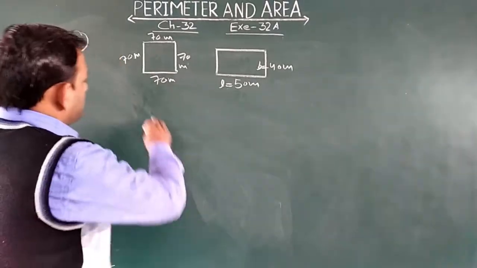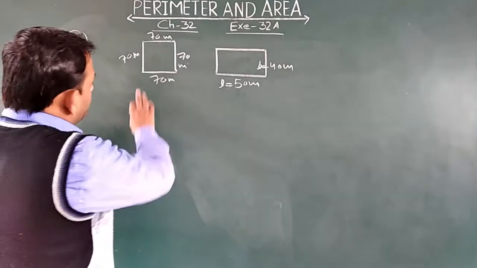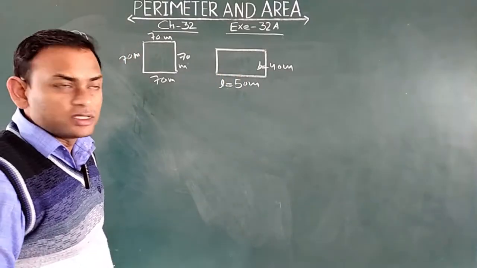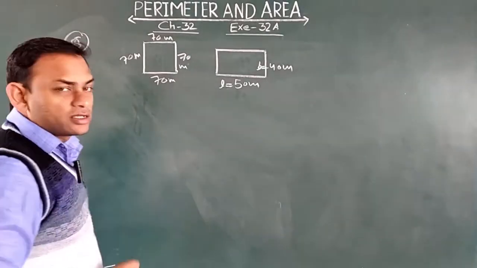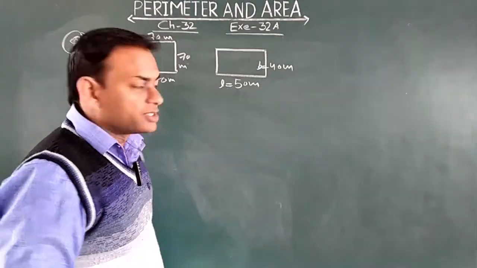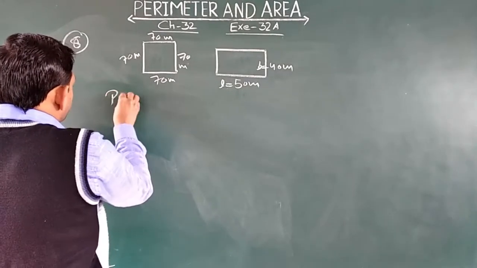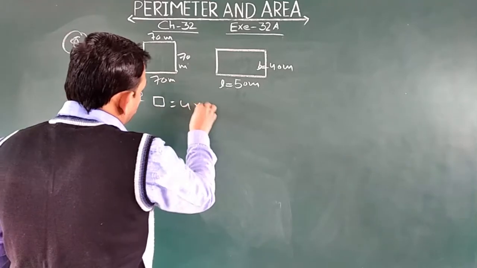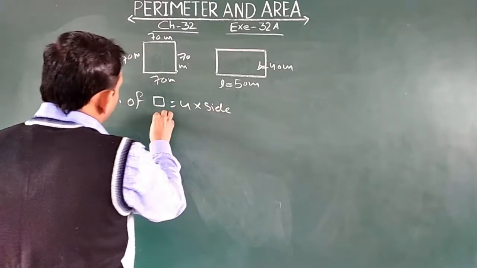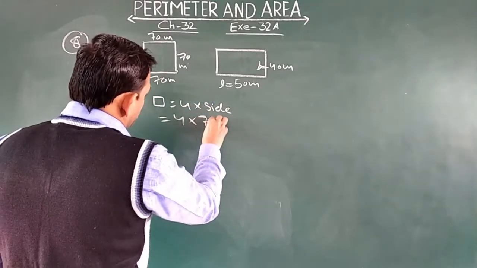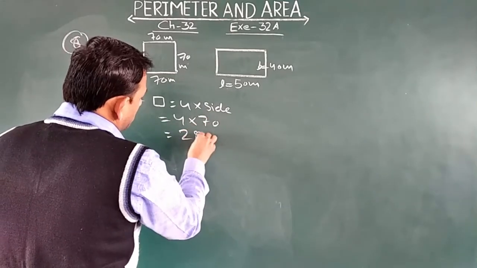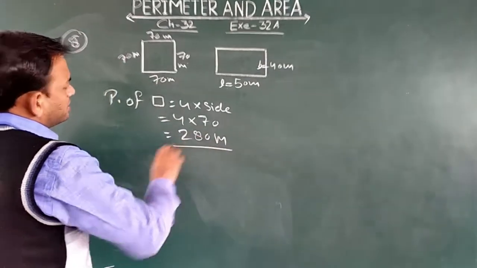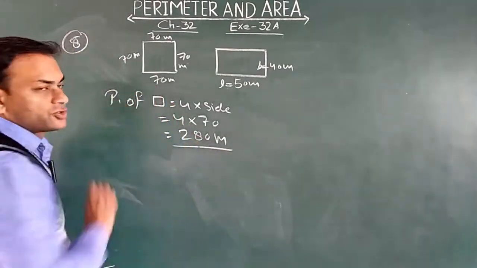First of all, you will find the perimeter of the square shaped field, and then you will find the perimeter of the rectangular shaped field, and then you will decide whose perimeter is greater. Okay. So the perimeter of a square will be 4 into side, means 4 into 70. So it will be 280 meter. Okay, 280 meter is the perimeter of the square.